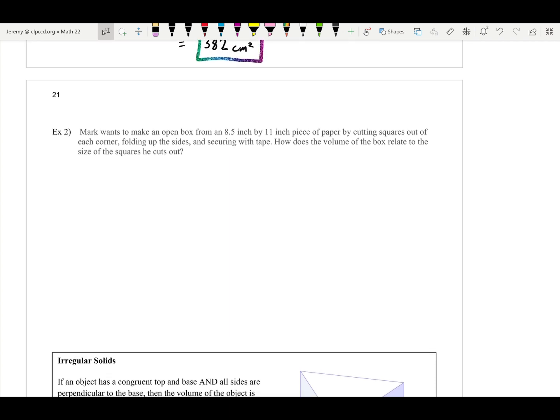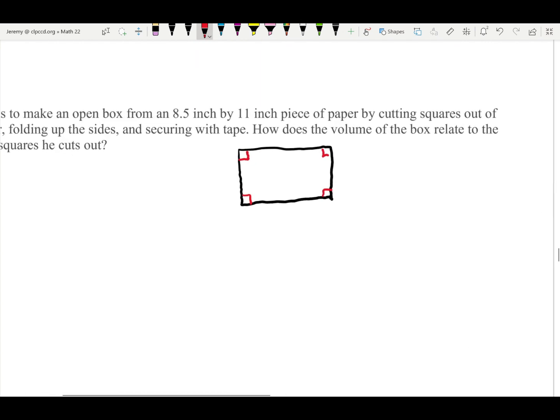So for some of you, especially those who took college algebra with me, you might recognize this type of problem. Here's what's happening. We're making an open box out of a single piece of paper. So imagine an 8.5 by 11 piece of paper, right? It looks like this. I'll do it sideways. What this is saying is we're going to cut out squares from each of the corners. Okay, so imagine cutting out those squares.